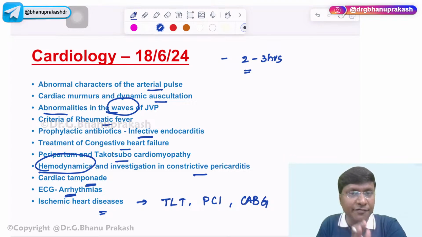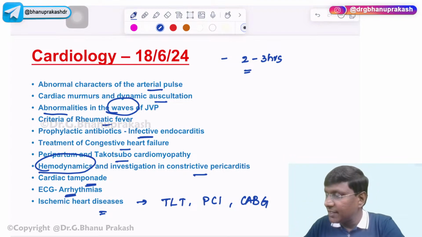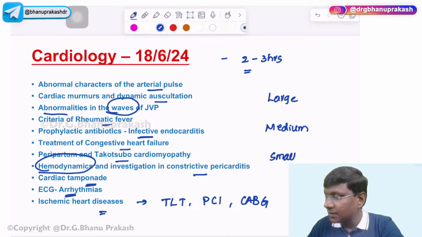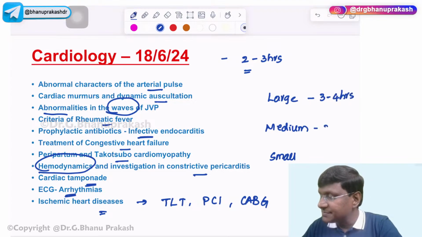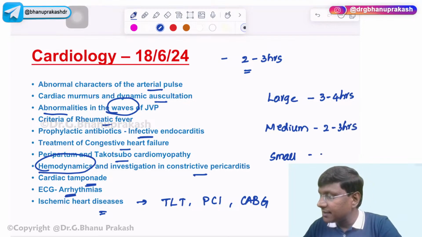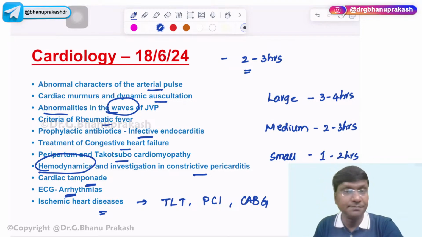See, in the last 5 to 6 days, your timetable is very important. So how you need to divide in the last 5 to 6 days is, you take one large subject, and one medium sized subject, and then one small subject. Okay, so for the large subject you allot a time of around 3 to 4 hours, and for the medium sized subject you allot almost 2 to 3 hours, and for the small subject try to allot 1 to 2 hours, right?